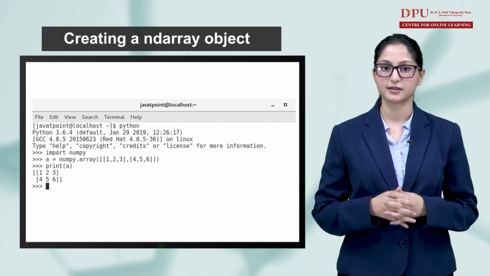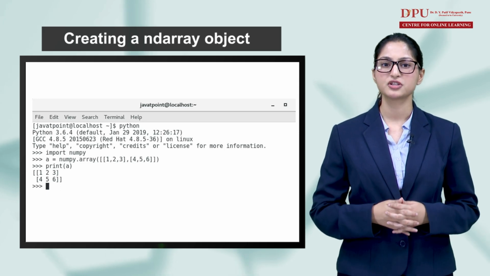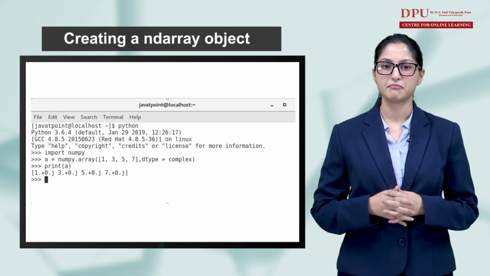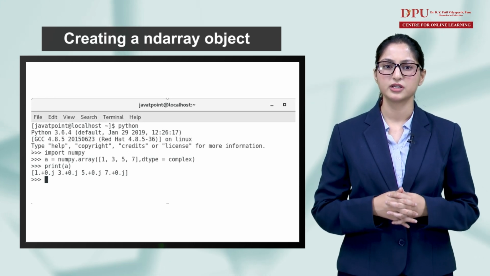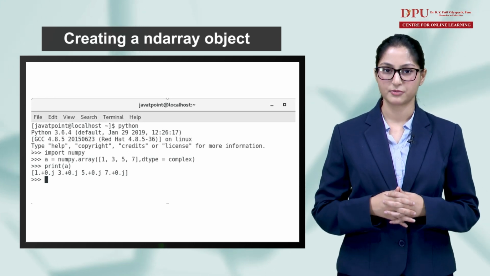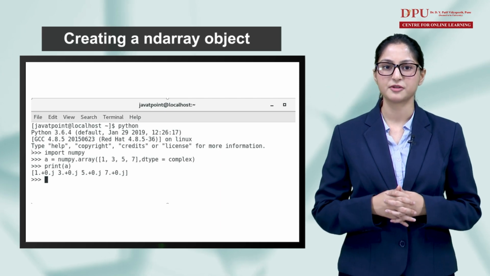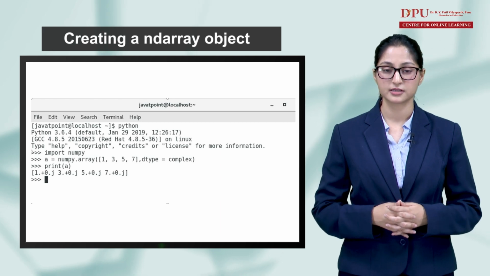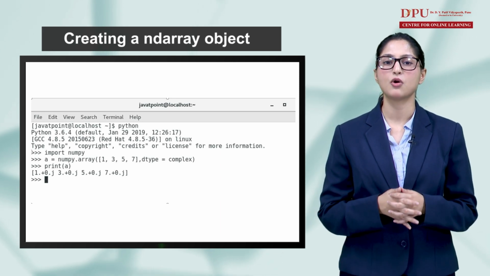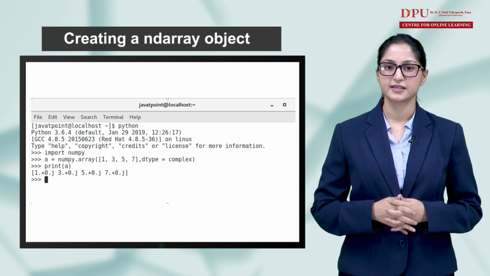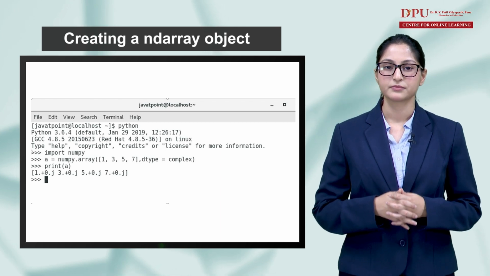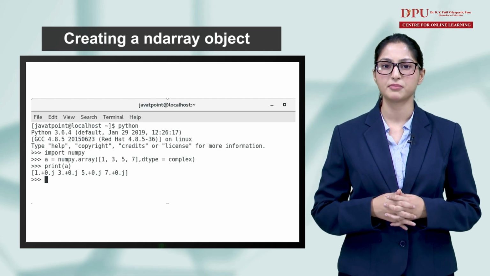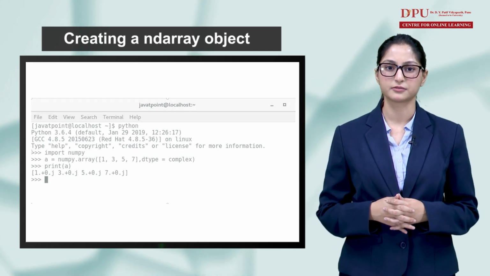To change the data type of the array elements, mention the name of the data type along with the collection. a = numpy.array([1, 3, 5, 7], complex) passed as parameters to the array method.